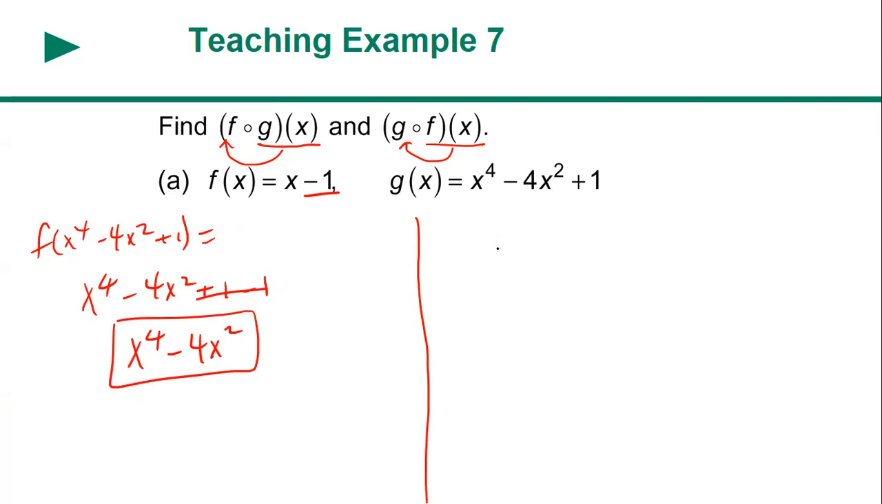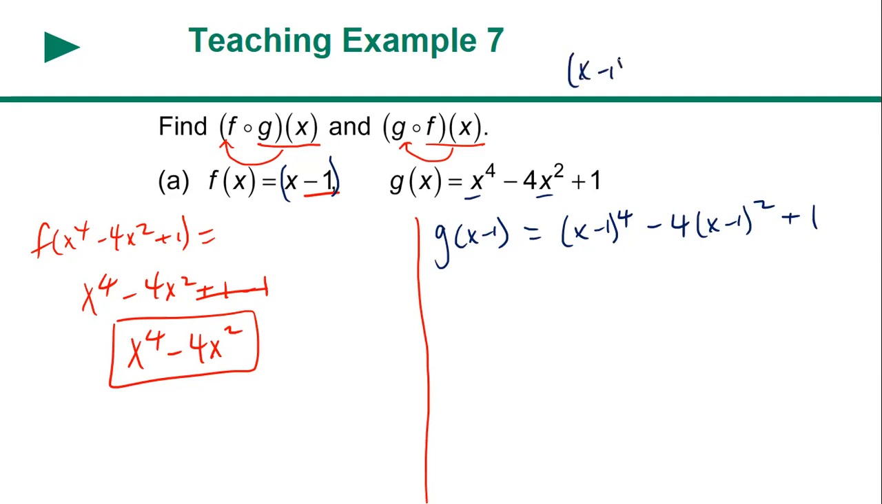The second one got a little tricky, right? So now you're taking f of x, so you're taking this entire thing and plugging it in for x. So g composed of x minus 1 equals x minus 1 to the 4th minus 4 times x minus 1 squared plus 1. So if you know what x minus 1 squared is, that's going to give me x squared minus 2x plus 1.